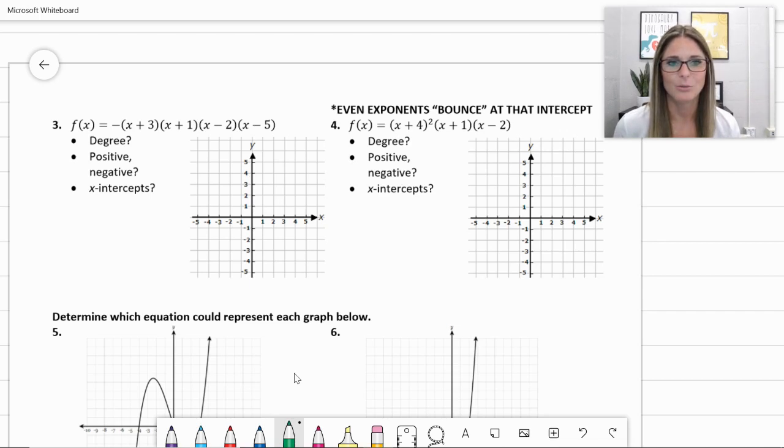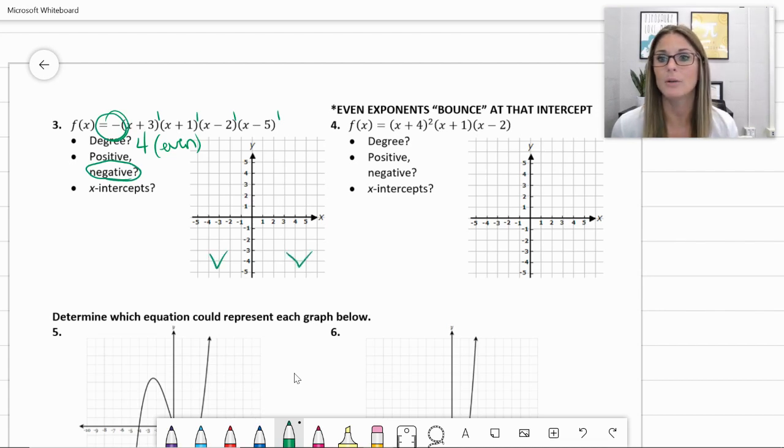Find the degree. Ooh, this one's a big one. You've got a negative in front. Wait on that. I've got understood 1 exponents on all those parentheses, which adds up to 4, giving me an even number. So this is an even polynomial. My arrows will go the same direction. We already saw that negative in front. So my arrows are both going in the same direction, but they're going to be going down because this function starts with a negative. And what are my x-intercepts? Negative 3, negative 1, 2, and 5. Let me plot those.